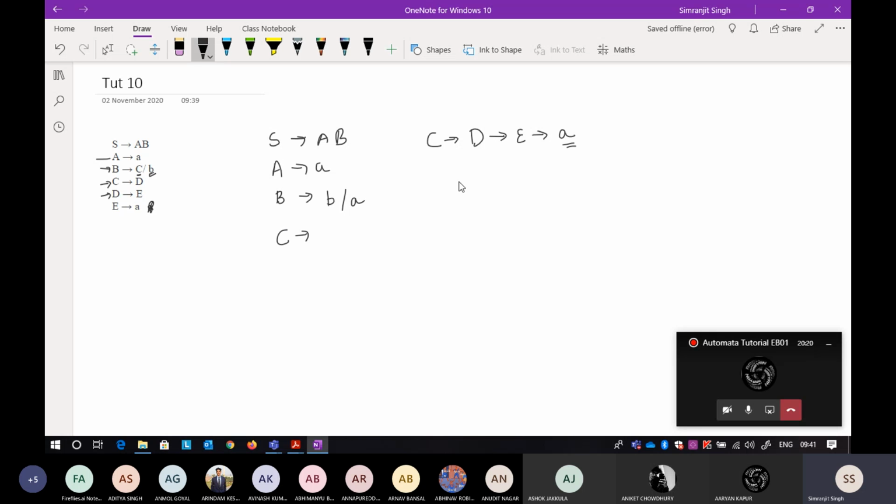Now C tends to D. So again, D tends to E, E tends to A. Okay, so it is again stopping at the same thing. There is nothing to go further. So you can stop here and put the terminal in this one.